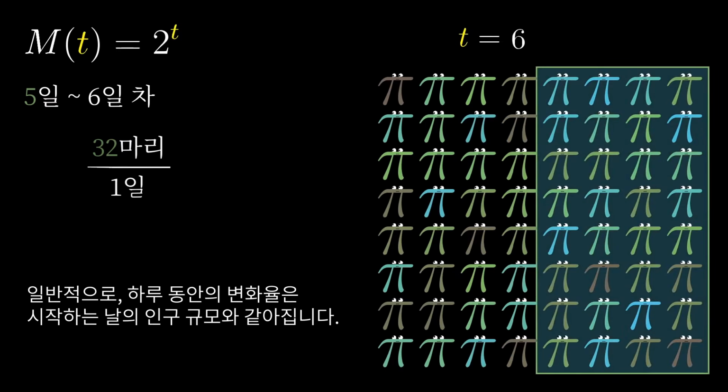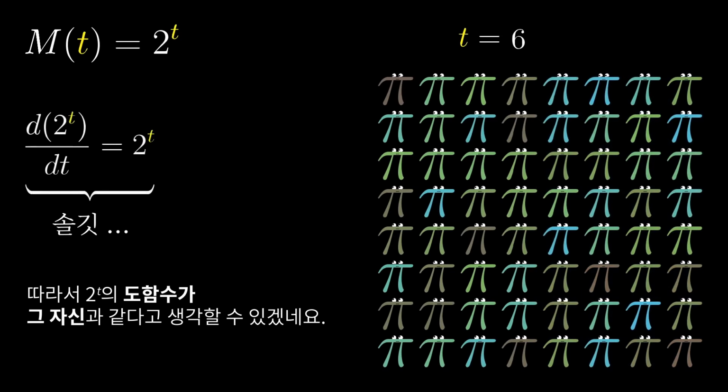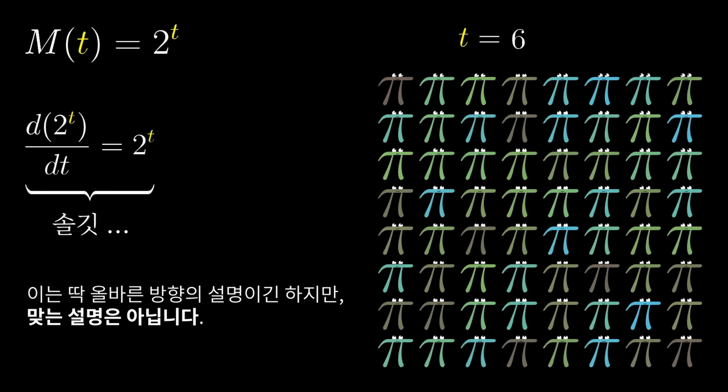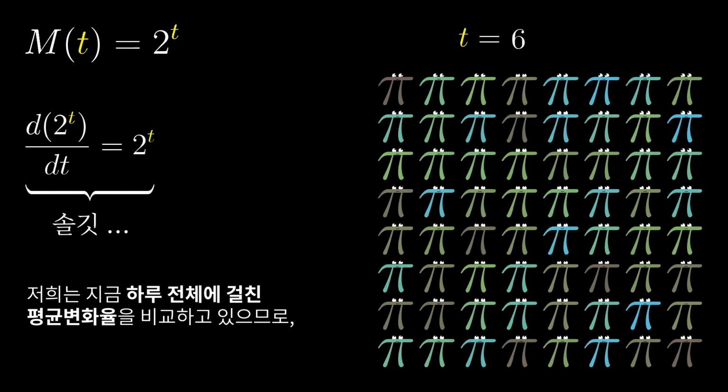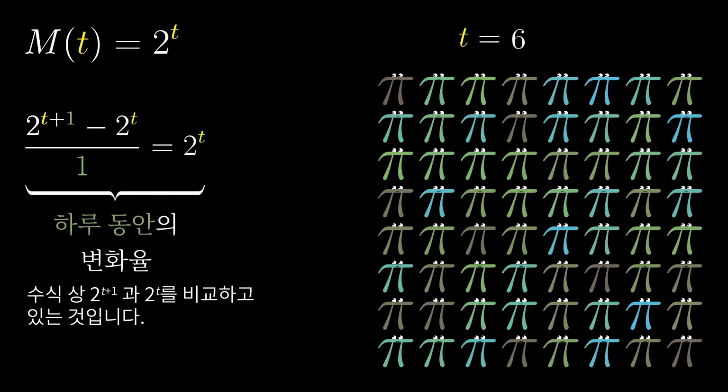So it might be tempting to say that this means the derivative of 2 to the t equals itself, that the rate of change of this function at a given time t is equal to, well, the value of that function. And this is definitely in the right direction, but it's not quite correct. What we're doing here is making comparisons over a full day, considering the difference between 2 to the t plus 1 and 2 to the t.